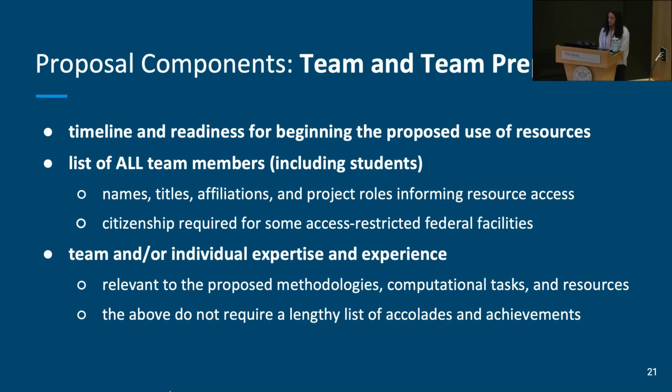Next, the final section is team and team preparedness. This is where you can reinforce your team's readiness and ability to begin working on the resources right away. Make sure that you list all your team members and their access to the various resources. You need to include their title and institutional affiliation. Again, U.S. institutional affiliation is required. And then certain resources that are federally funded also require U.S. citizenship, but you can see that in the resource requests. This is where you can also indicate your team's expertise and experience relevant to your specific proposal.